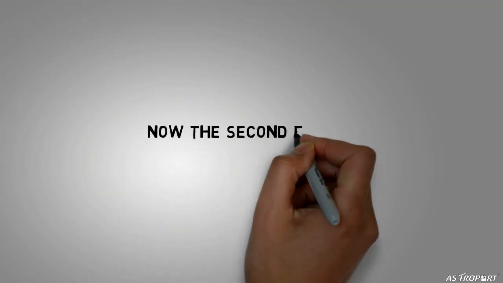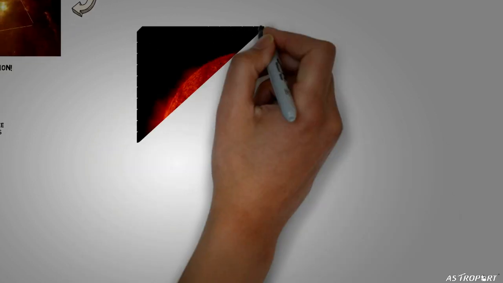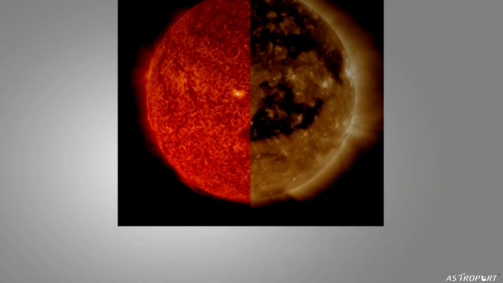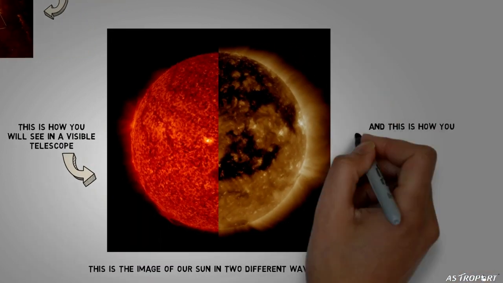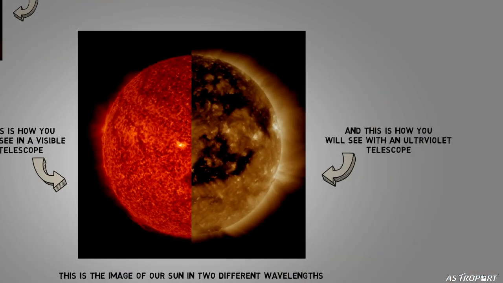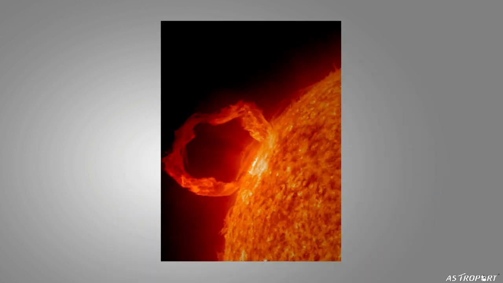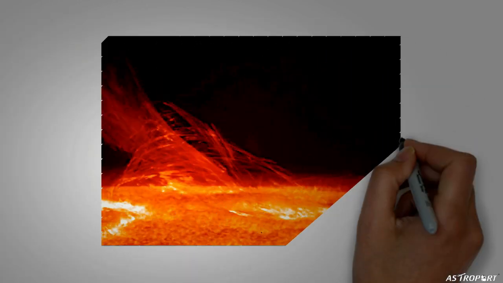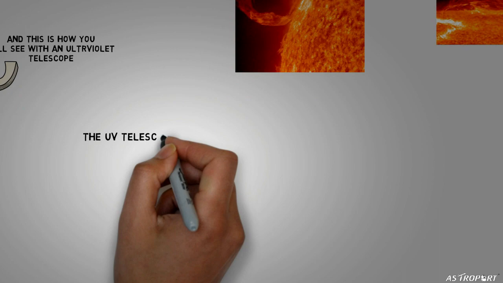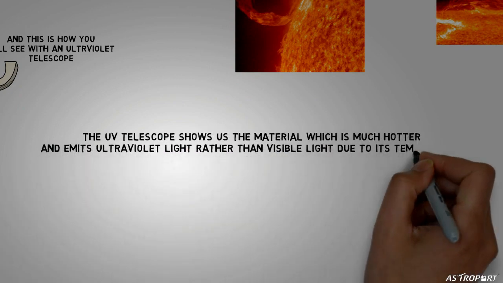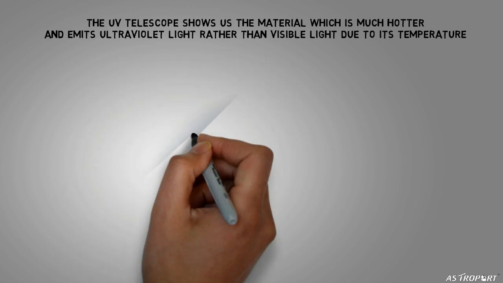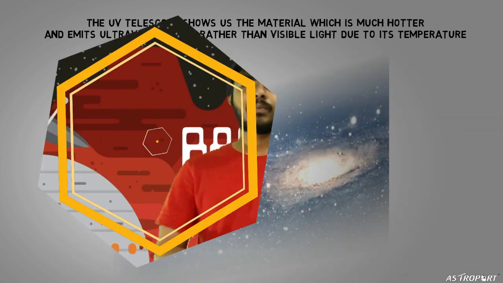Now let's get to the second example. In this second image, you can see the sun. The view on the left side is what we see from visual telescopes, and the view on the right is the image from an ultraviolet telescope. And let me tell you, both these images were taken at the same time using two different telescopes. So, the image on the right shows the material which is much hotter and emitting ultraviolet light, which the visual telescopes just cannot see. So now you understand why we say that most of the universe is hidden from us.